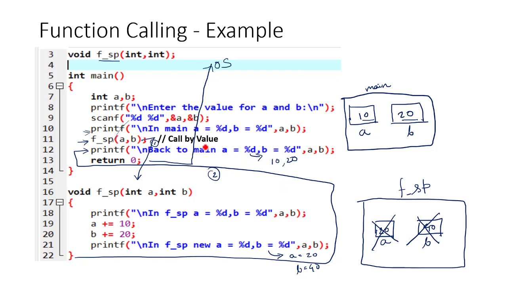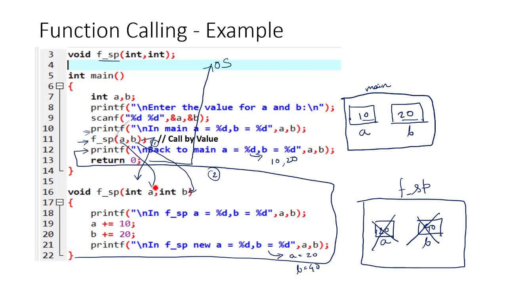Here we are using the idea of call by value, and as we know, the parameters will be passed from right to left. So the b value will be passed first to this b, then the a value will be passed to this a.